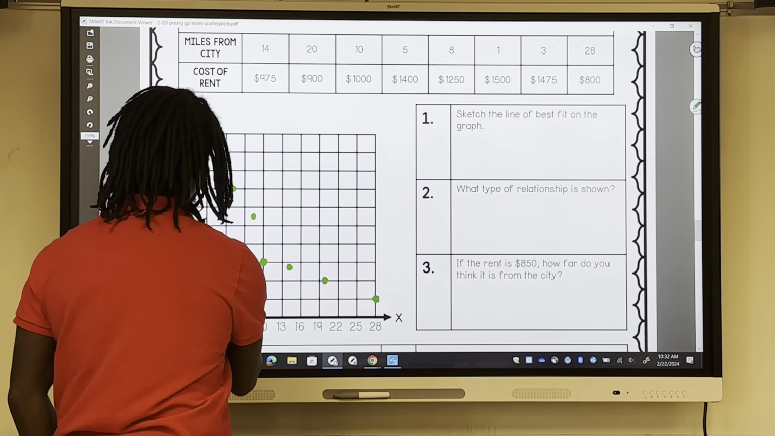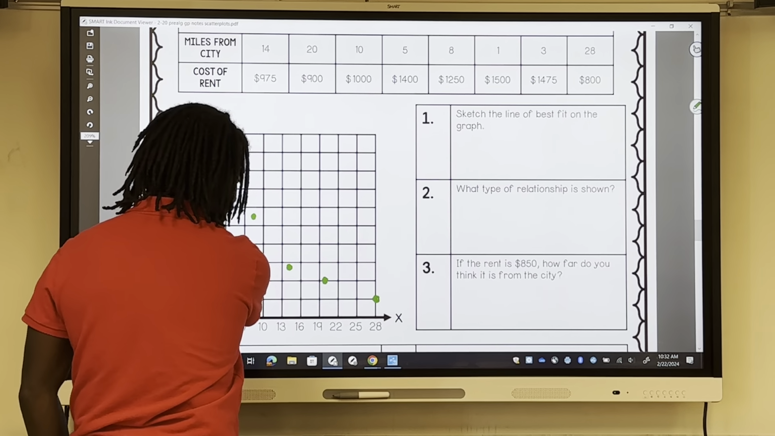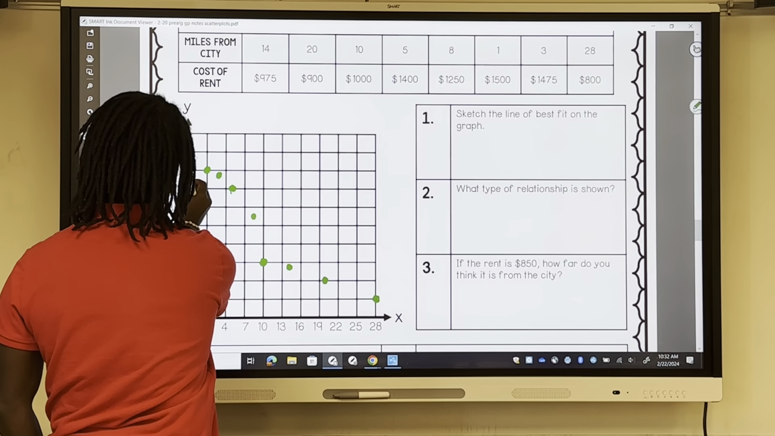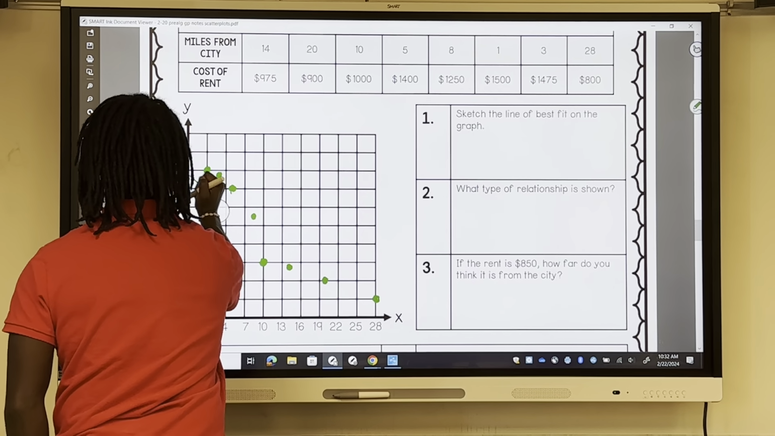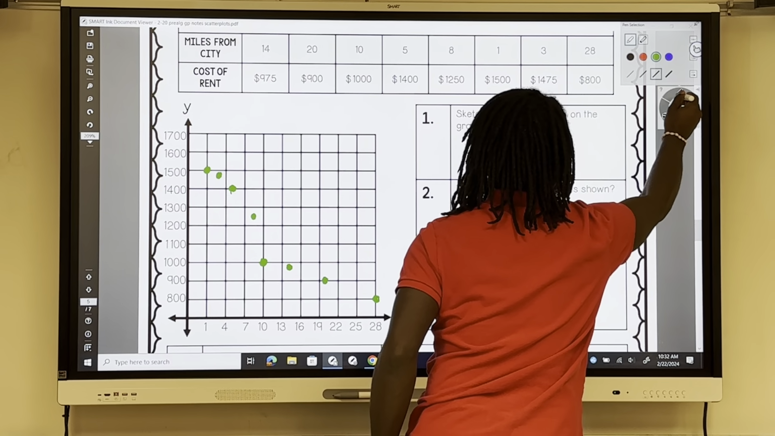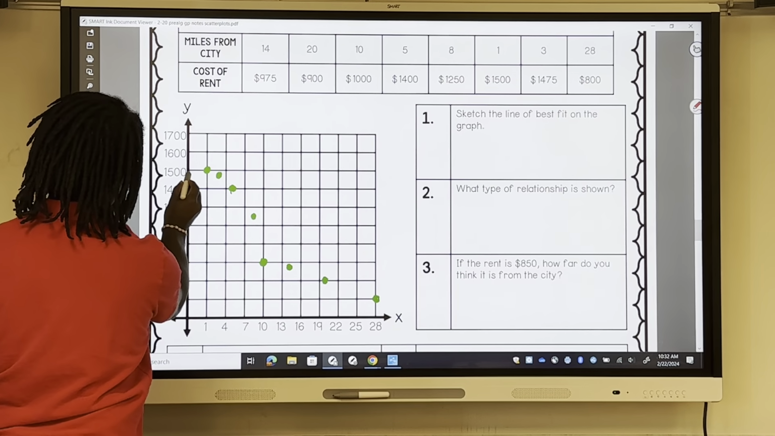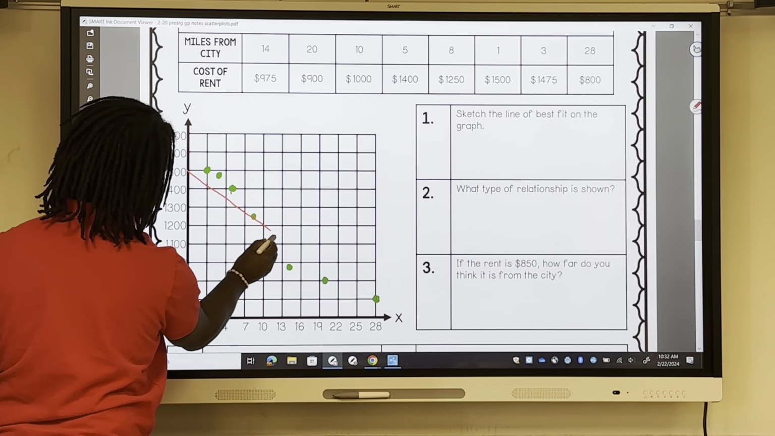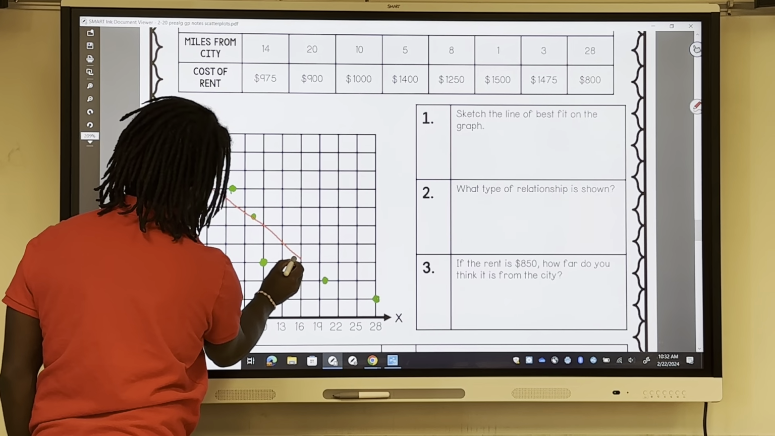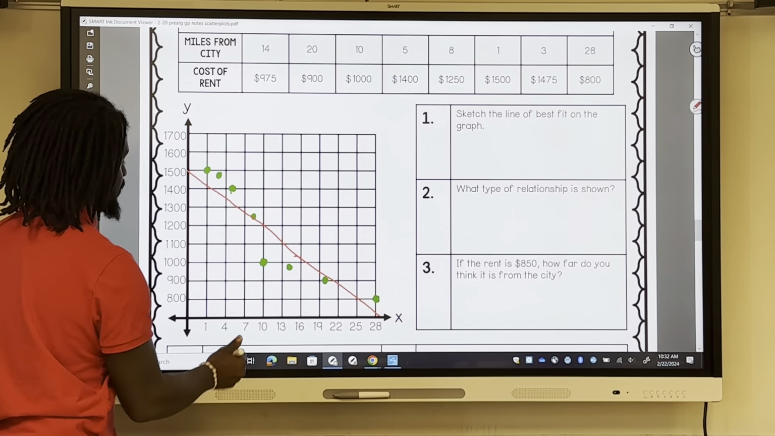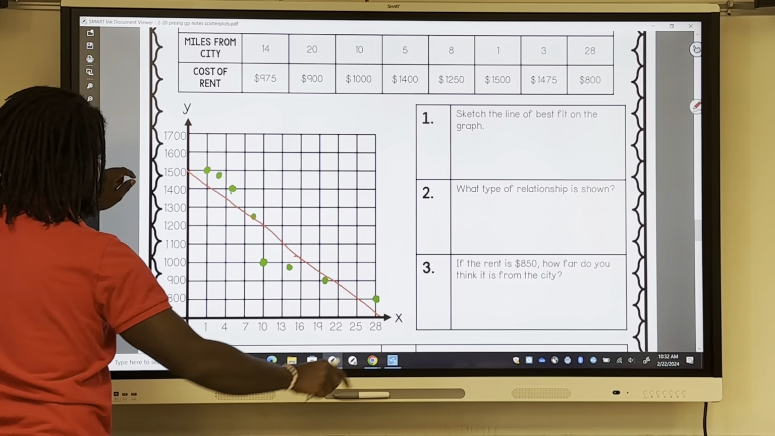So our line of best fit would be about, again, let me change this to another color. Let's go red. All right, our line of best fit would be somewhere, okay, about like that. Again, that should be straight, but it's not.